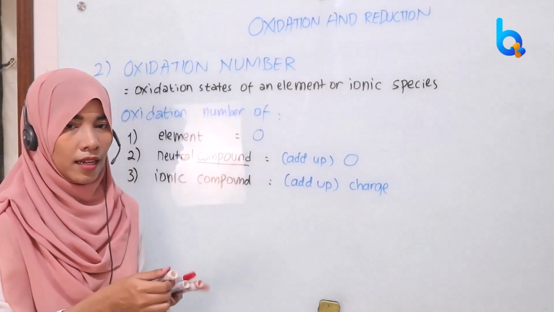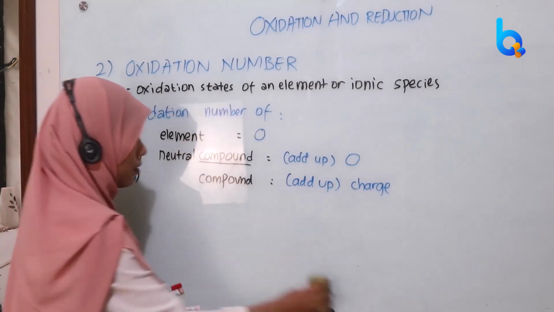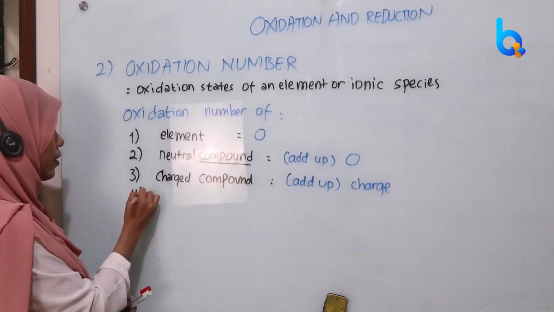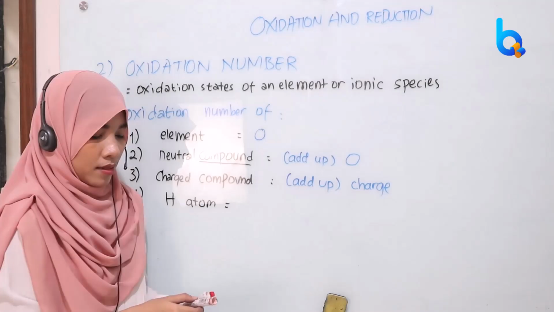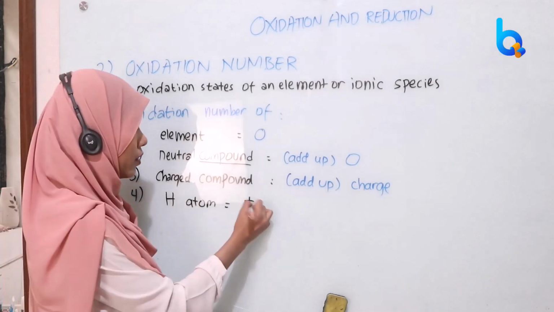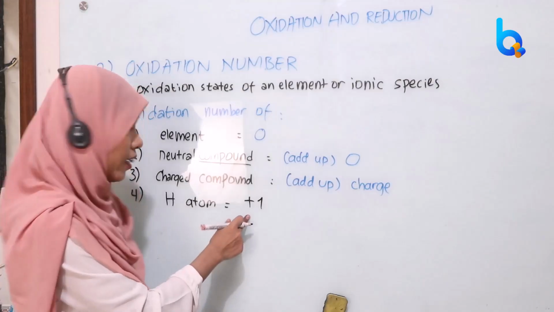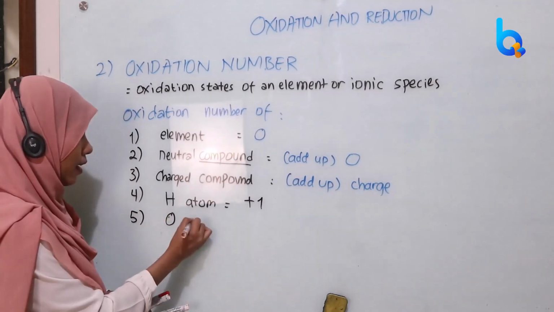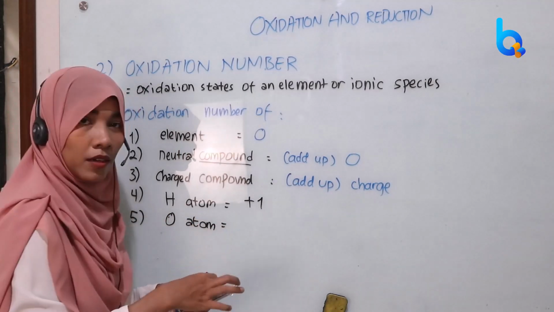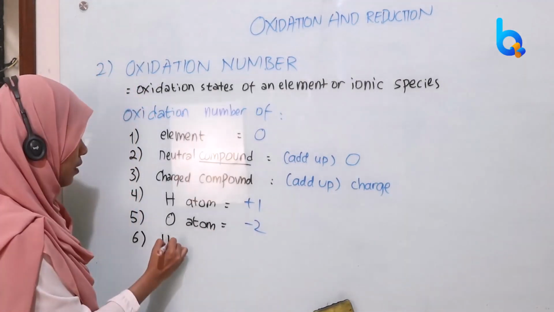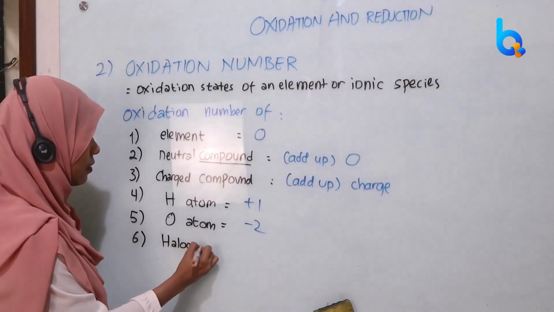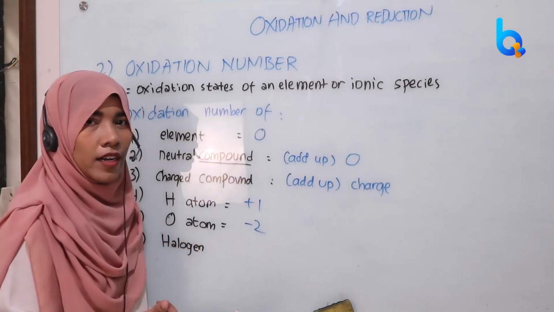Then number 4 is hydrogen atoms. Hydrogen atoms will have oxidation number +1, so there is a positive sign here. Then number 5, oxygen atom. The oxidation number will be -2. And then next is halogens. You know halogens, right? Halogens start from chlorine, bromine, etc.